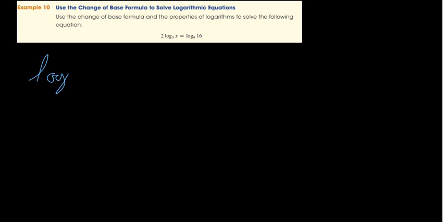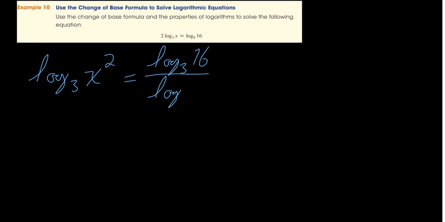log base 3 of x squared. That's going to be equal to, and like I said, I'm going to go ahead and change the right side to a base of 3. So it's going to be log base 3 of my old argument, which is 16, over log base 3 of my old base, which is 9. Okay, so now hopefully you see what I was trying to do here. I know that log base 3 of 9, I know that's 2. Okay, so this is essentially going to look like, or at least feel like, the previous problem.